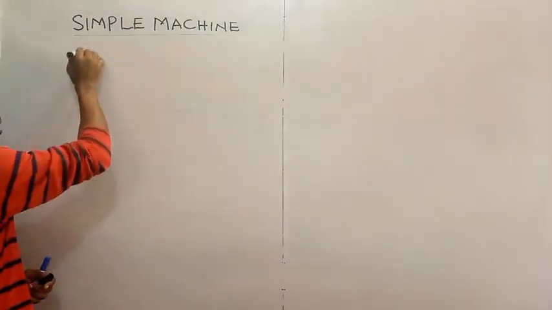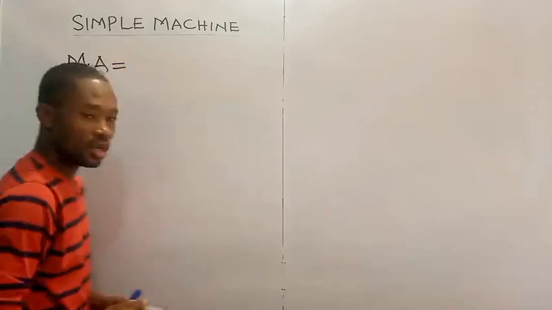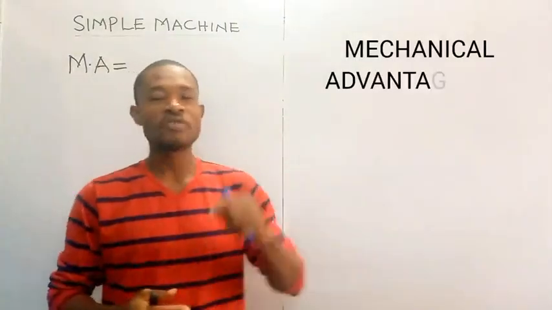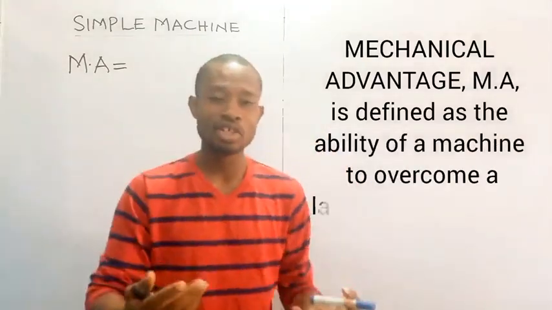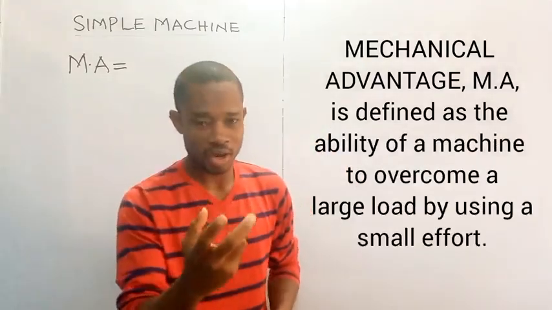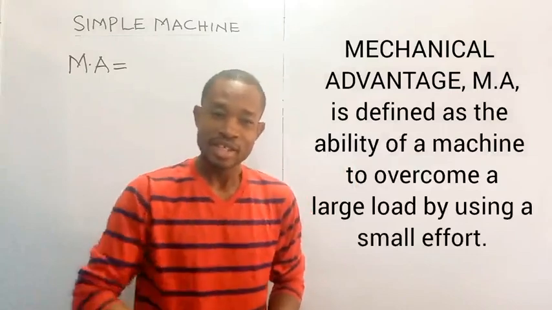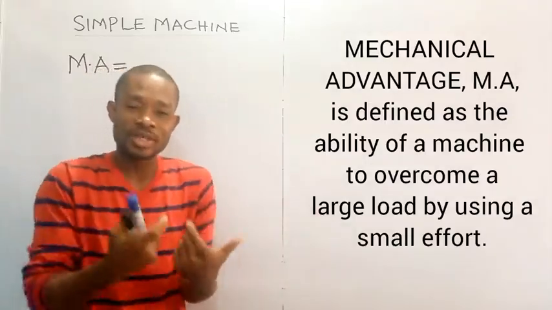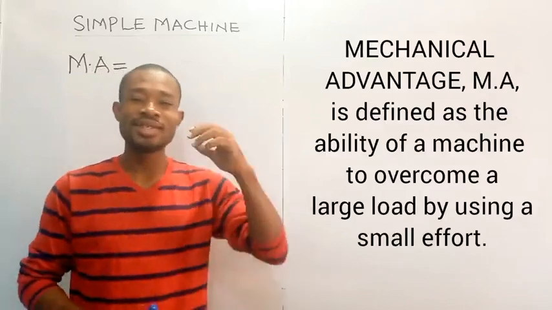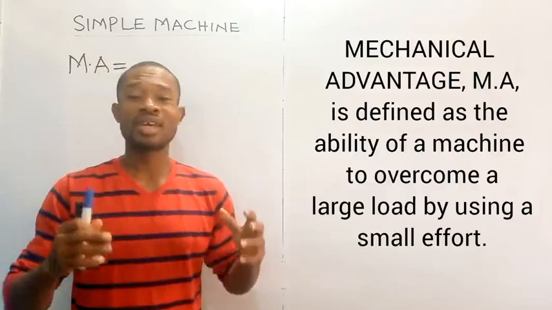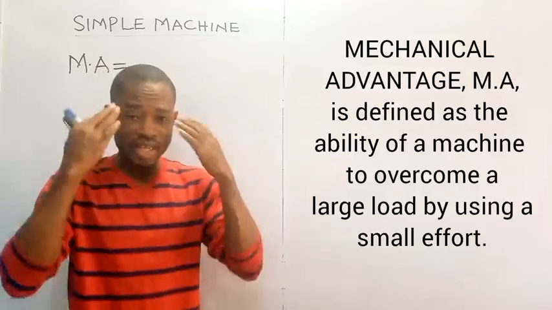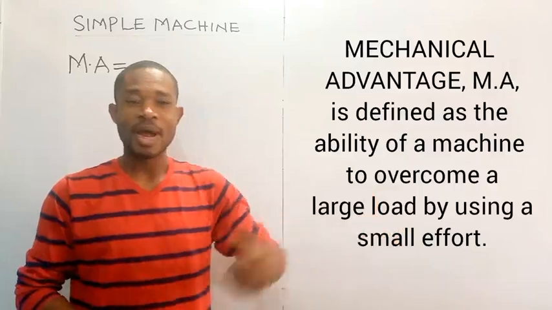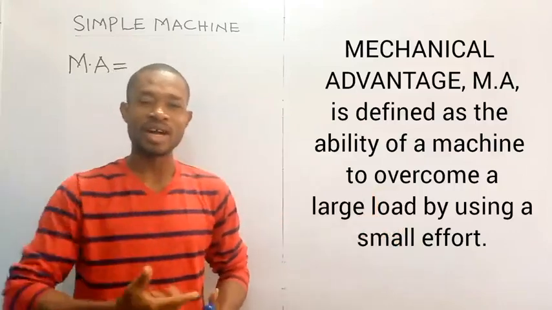So we are going to define mechanical advantage. I'm going to use MA for it. MA, mechanical advantage. So we define mechanical advantage as the ability of a machine to overcome a large load through the use of small effort. Once again, the ability of a machine to do what? Overcome a large load by using a small effort. That is the advantage of a machine, called mechanical advantage. So this is the idea. You have a load you want to overcome. Now, you are using a small effort to overcome that load.